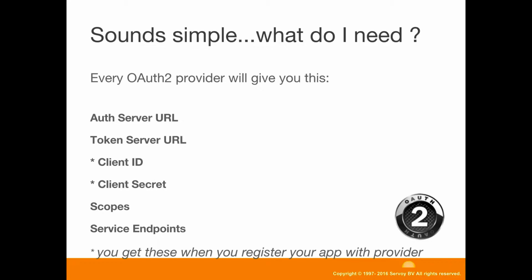The next piece that you need is the scopes. Now this is typically a list of permissions. So you may only be asking for access to read the LinkedIn profile, but you're not asking for their email address, or you're not asking to be able to make posts on their behalf, for example.